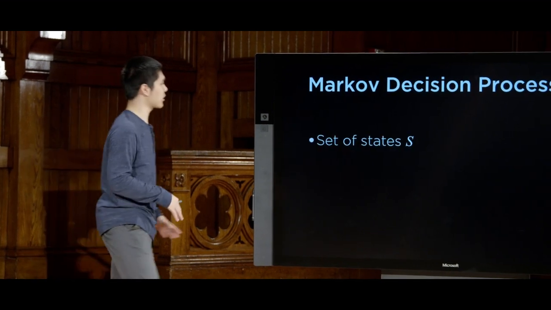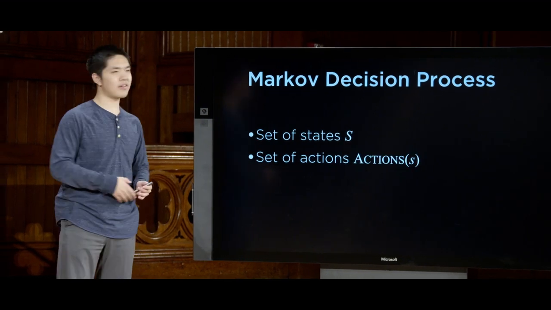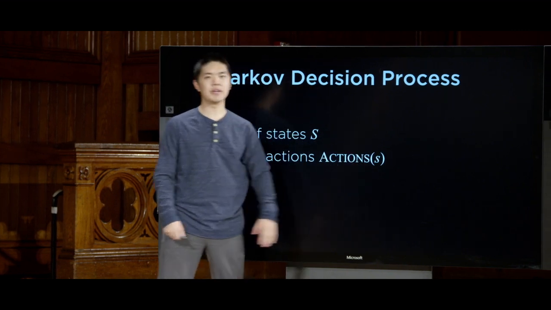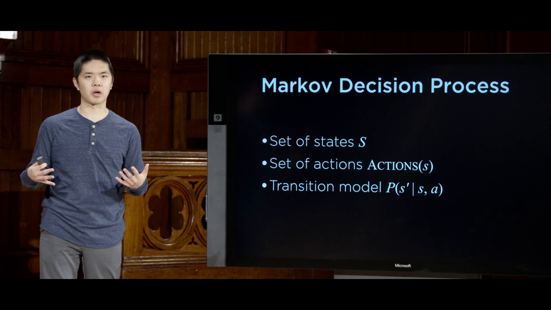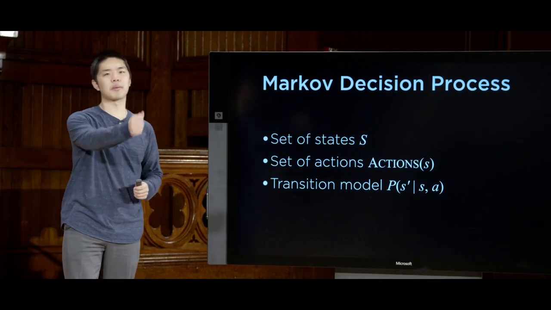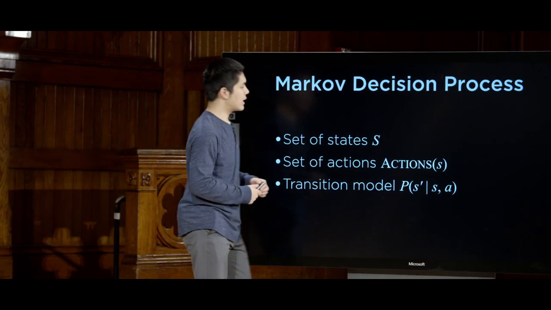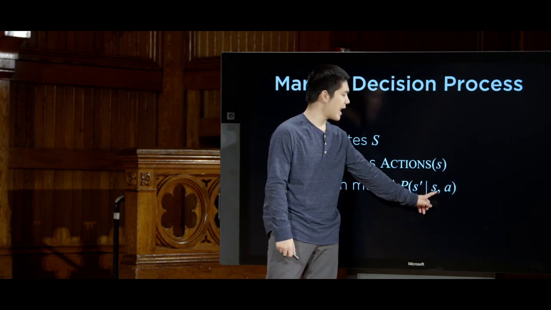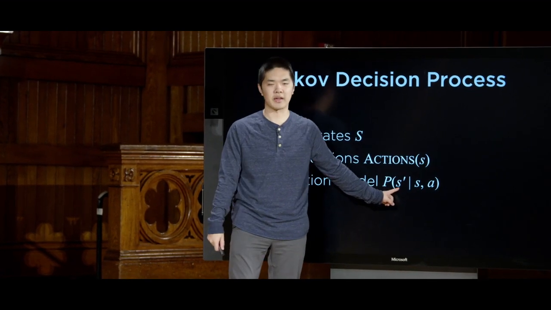A Markov decision process has some initial set of states in the world that we can be in. We have some set of actions that, given a state, I can say, what are the actions that are available to me in that state, an action that I can choose from. Then we have some transition model. The transition model before just said that given my current state, what is the probability that I end up in that next state or this other state? The transition model now has effectively 2 things we're conditioning on. We're saying, given that I'm in this state and that I take this action, what's the probability that I end up in this next state?